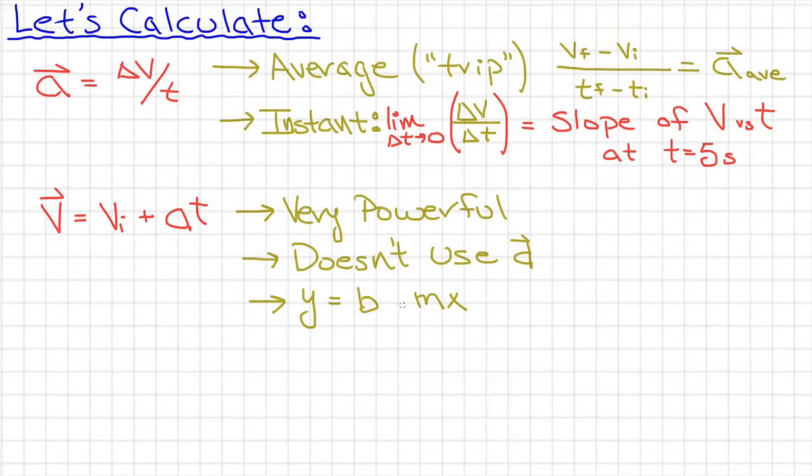This is very similar to the y equals mx plus b formula for lines. Oh, I wrote that incorrectly. Let me make a quick fix. Y equals b plus mx. So you can see that a is the slope. That's your m.